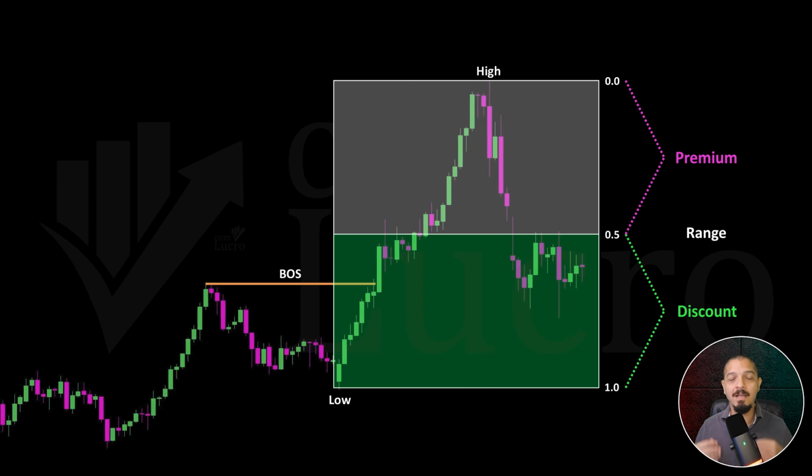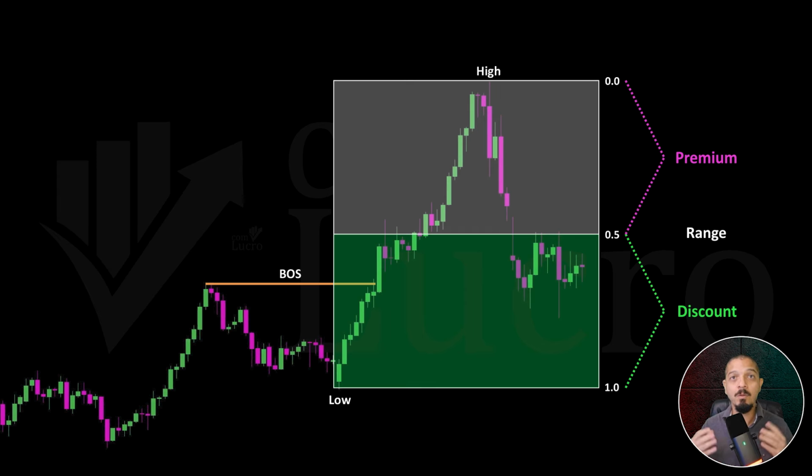Premium versus discount is simply measured using the Fibonacci retracement tool. For this specific model, we will only use the 0, 0.5, and 1 levels. No reverse levels, no additional ratios. We keep it clean and simple. The 0.5 level represents the equilibrium point of the range, separating premium from discount.